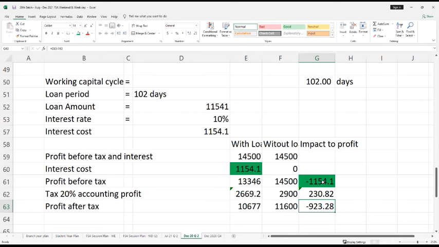Mr. Priyante asks whether the interest cost calculation is correct, 10% of the loan. I understand your question. This is the annual sales, not for one working capital cycle. They maintain the same working capital throughout the year, so you need to maintain the same loan amount throughout the year. Therefore, this is your annual interest cost, not for a particular working capital cycle. In your question, the annual sales and annual expenses are given, so the loan interest also needs to be calculated for the whole year. Hope I answered your question. So the impact to profitability is 923 negative.